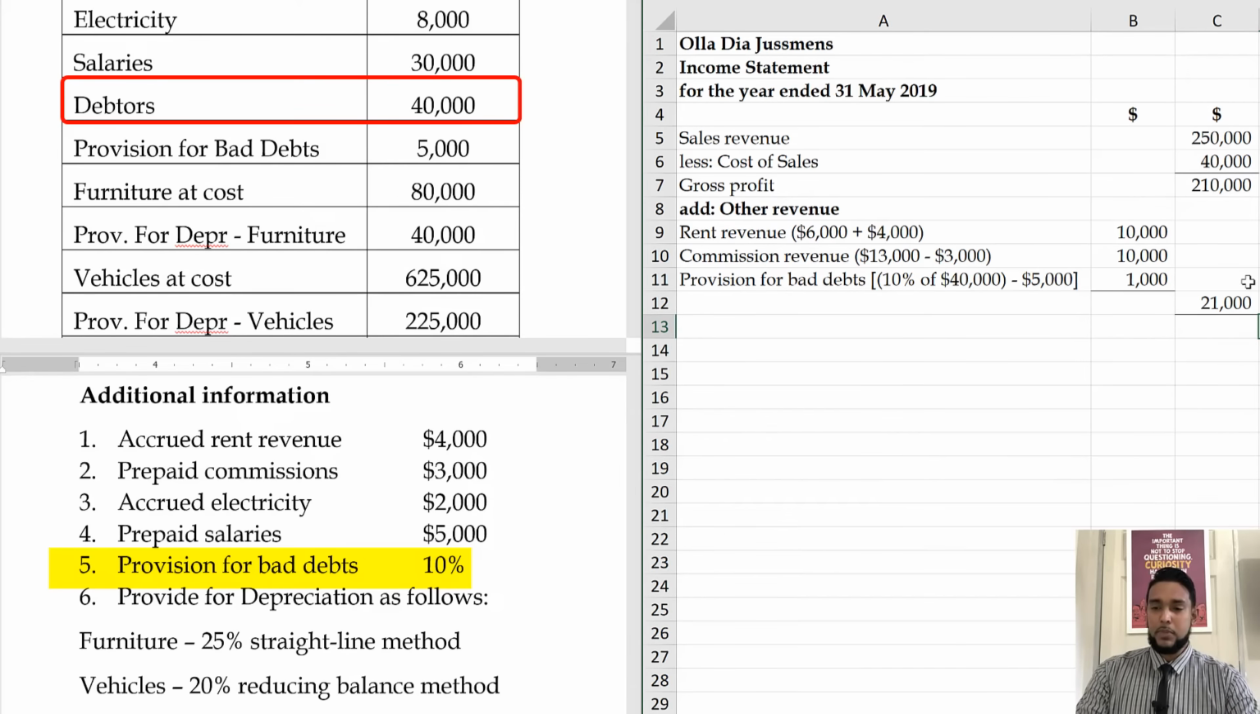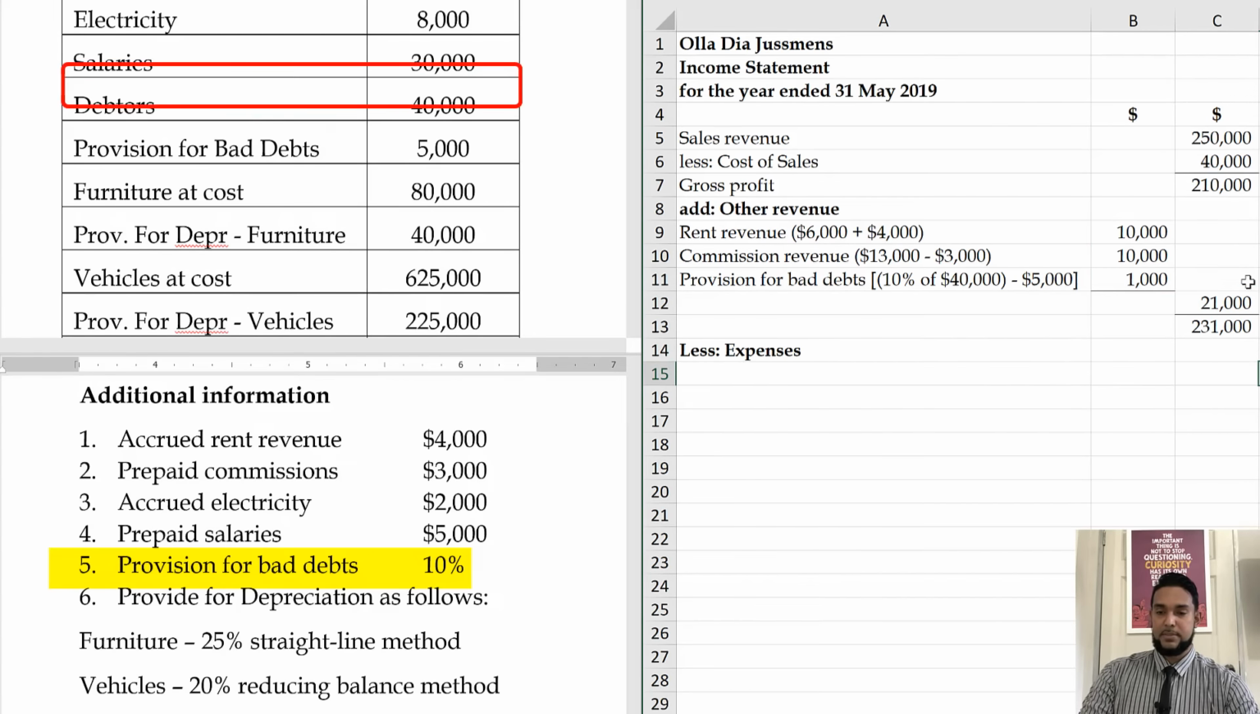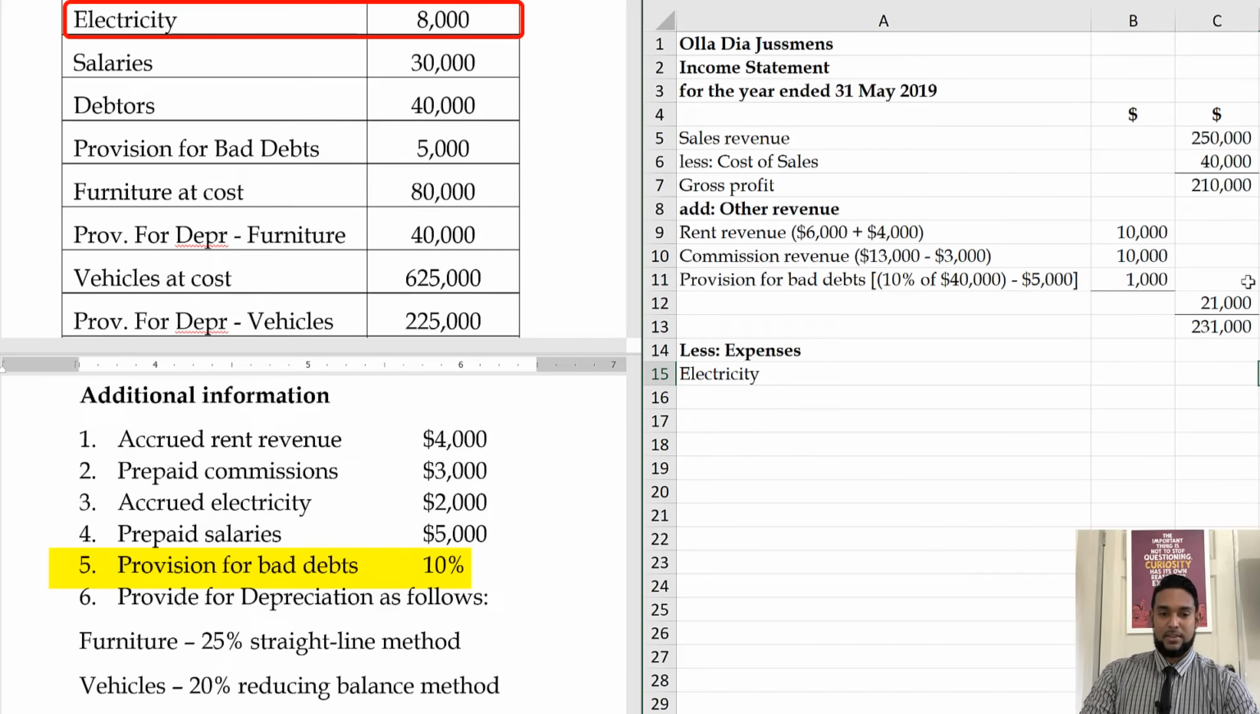Okay, so now we add the 21 to the 210 above, giving us 231, and it's time to start subtracting expenses. First expense I'm seeing is electricity. That's 8,000. We have an accrued portion of 2. What do we do with accruals? We add them. 8,000 and 2,000 will give us 10,000.